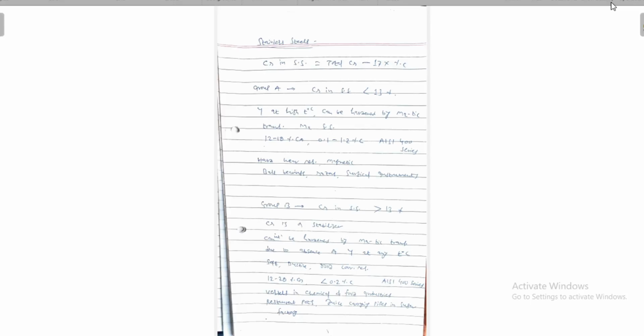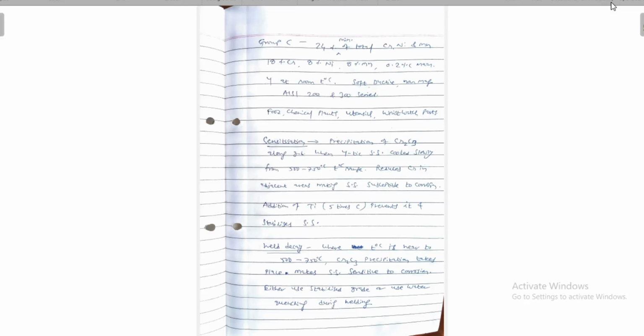Vessels in chemical and food industries, restaurant pots, juice carrying pipes in sugar factory. So these are a few important applications of this group B or ferritic stainless steel. Now group C, it is known as austenitic stainless steel, because right from high temperature up to room temperature, 100% austenite will be obtained.